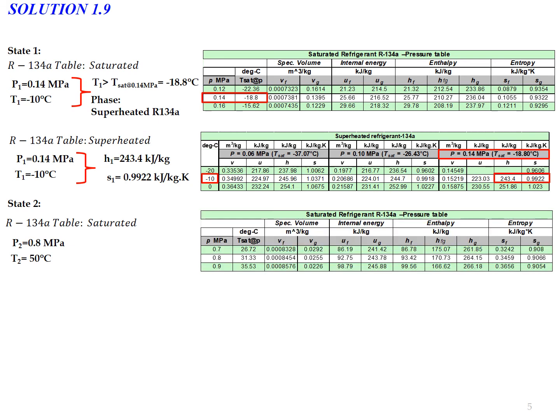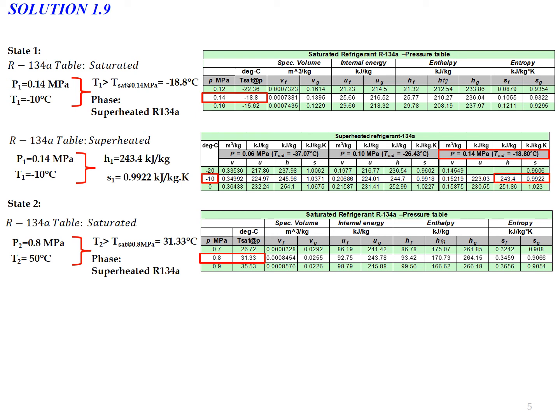Okay, by referring to the table at 0.8 megapascal, the saturated temperature is 31.33 degrees Celsius. So now compare with the temperature given, T2 equal to 50 degrees Celsius. So T2 is greater than, 50 degrees Celsius is greater than 31.33 degrees Celsius. So T2 is greater than T saturated at 0.8 megapascal. So the phase for state number 2 is superheated.